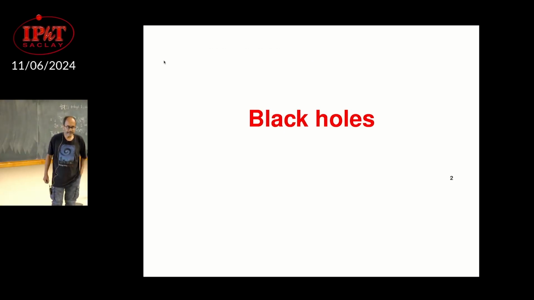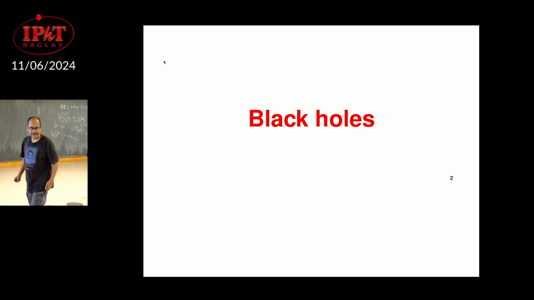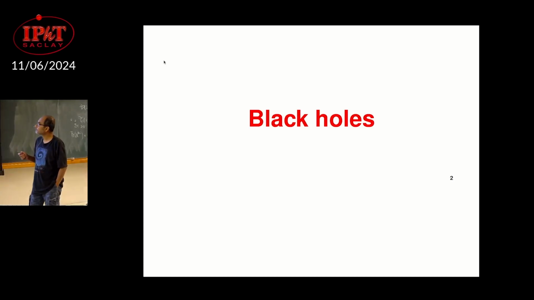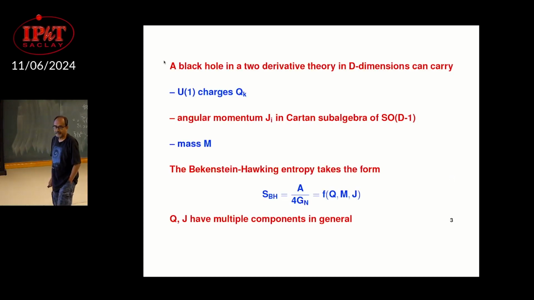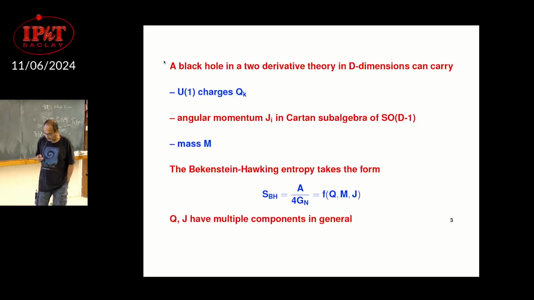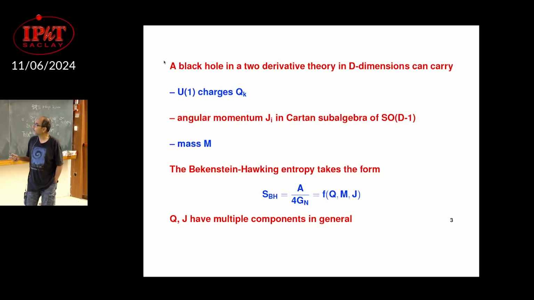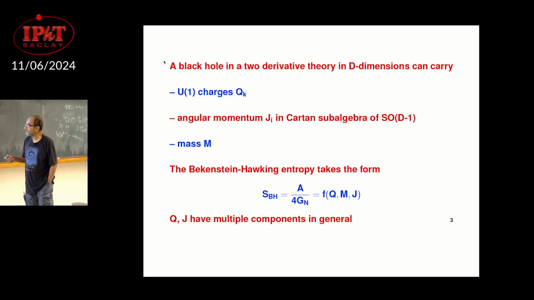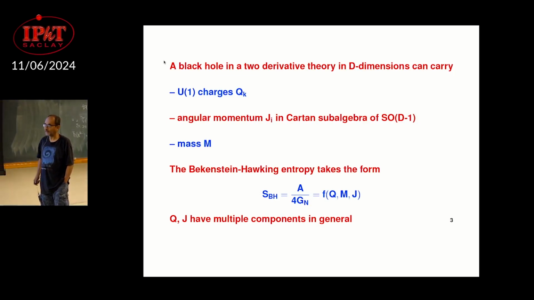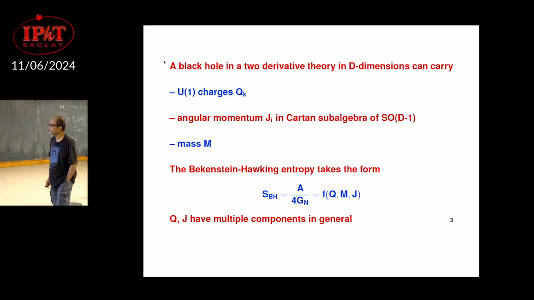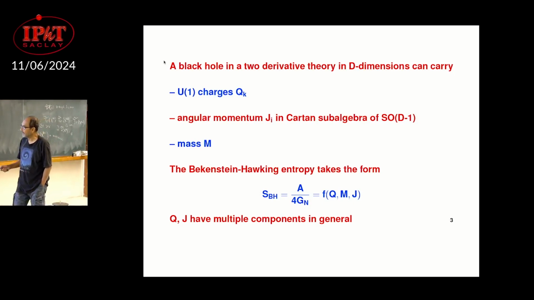Okay. So let me begin by recalling some general facts about black holes. Okay. So we'll be starting our discussion with black holes in two-derivative theory of gravity in d dimensions. Okay. And in general, the black hole can carry a set of U(1) charges depending on whatever many U(1) fields you have. It can carry angular momentum in the Cartan subalgebra of SO(d-1), okay, which could be more than 1 if d is larger than 4. Okay. And it's also characterized by its mass.